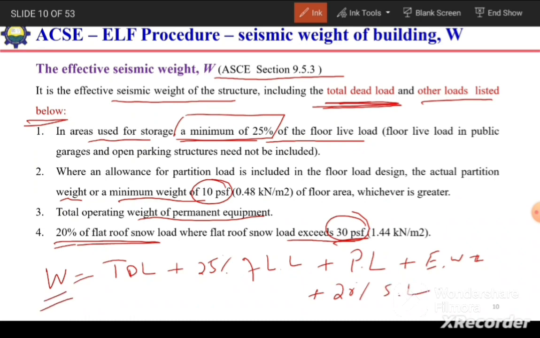So our total load or the effective seismic weight includes all these types of loads. So we need to consider all these loads based on the actual situation of the building.